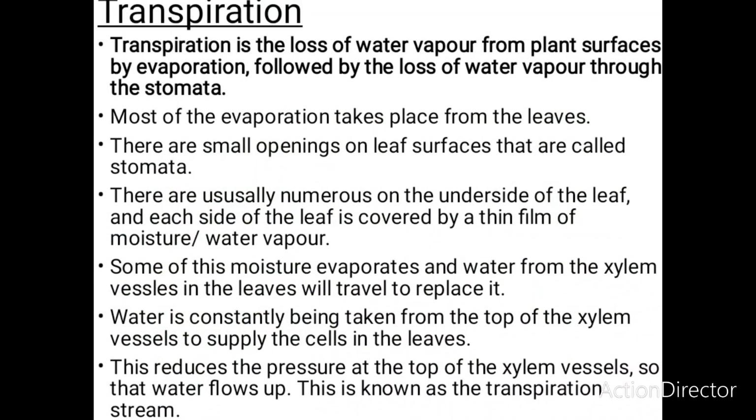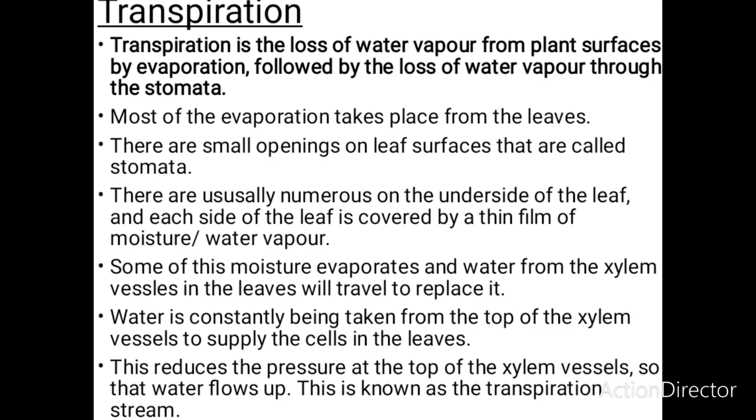Transpiration is the loss of water vapor from plant surfaces by evaporation, followed by the loss of water vapor through the stomata. So basically, transpiration is the loss of water vapor from plant surfaces by evaporation. Most of the evaporation takes place from the leaves. There are small openings on leaf surfaces that are called stomata. They are usually numerous on the underside of the leaf, and usually each side of the leaf is covered by a thin film of moisture.